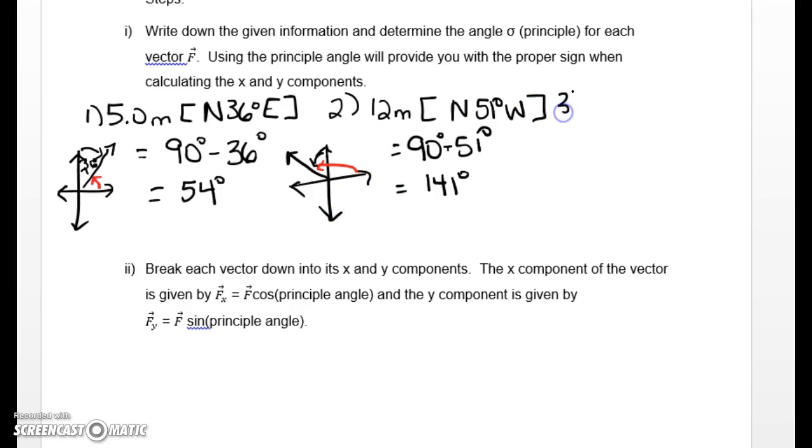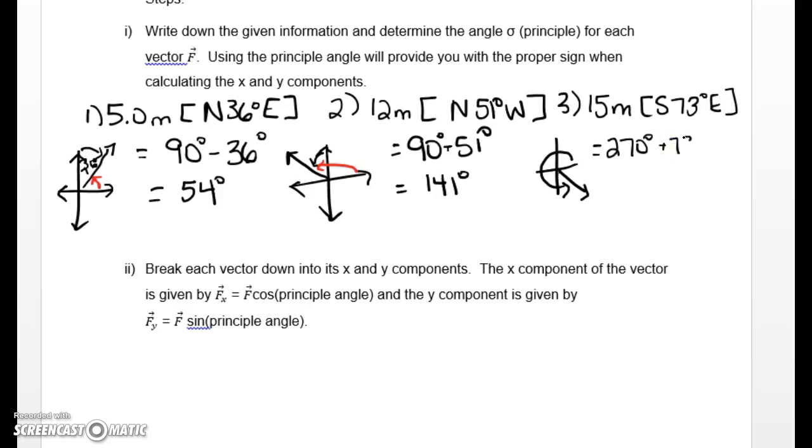Then with our third bit of information, we had 15 meters, and it was south 73 degrees east. Doing a rough sketch here, we have south and we're going towards the east direction, which puts us down into quadrant 4. To find that principal angle, we'll take 3 quadrants worth of angles, that's 270 degrees, and add it with the 73 degrees here. That gives us a total of 343 degrees for our principal angle.